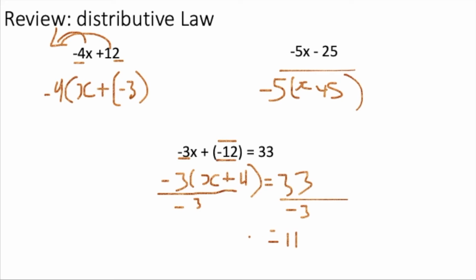So now I have 11 and x plus 4. So now I'm going to subtract 4 from both sides, right? Subtract 4 from this. This is, sorry, negative 11. And then I have x is equal to negative 15. So it makes it easier to do.